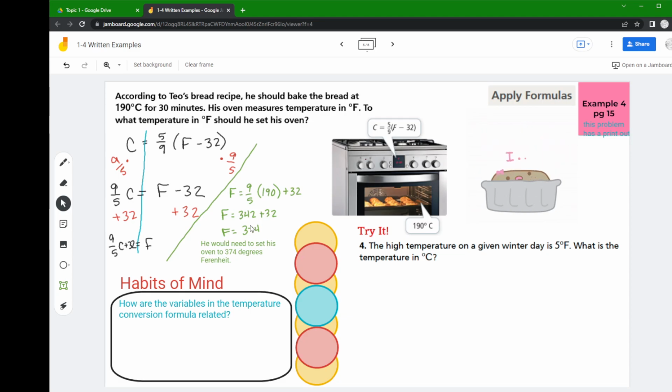Alrighty. So now the try it says the high temperature on a given winter day is 5 degrees Fahrenheit. What is the temperature in Celsius?